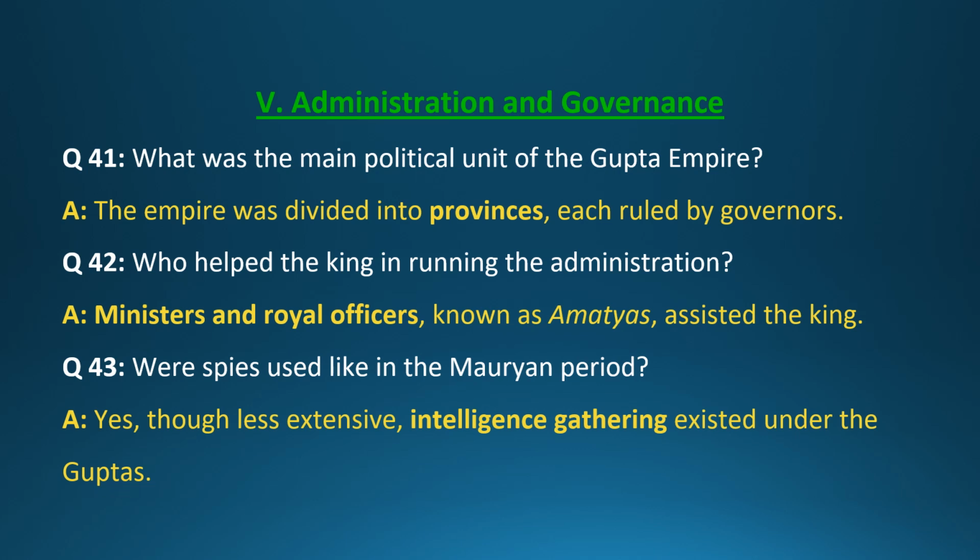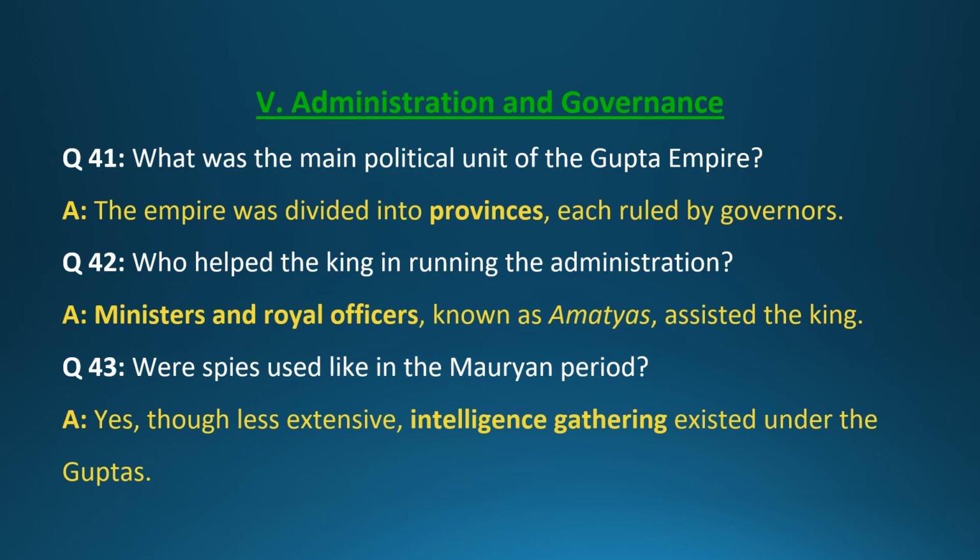Section 5. Administration and governance. Question 41. What was the main political unit of the Gupta Empire? Answer: the empire was divided into provinces, each ruled by governors. Question 42. Who helped the king in running the administration? Answer: ministers and royal officers, known as Amatyas, assisted the king.